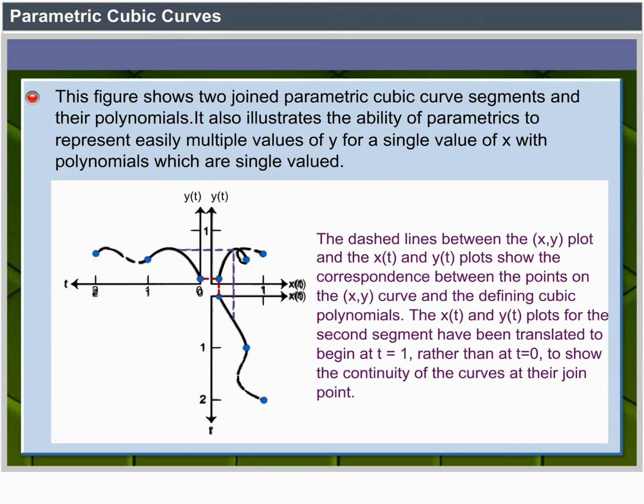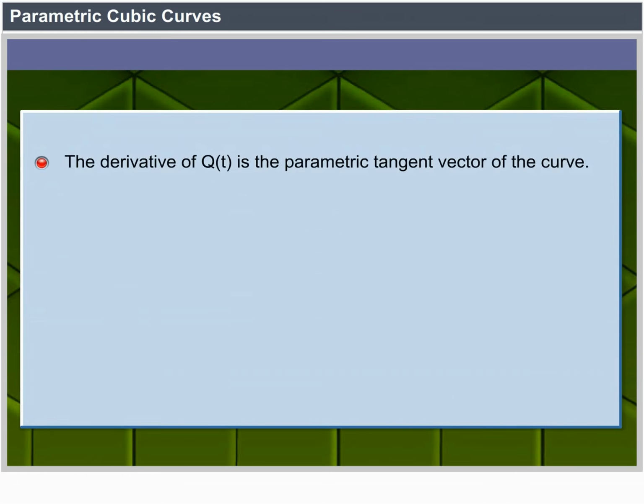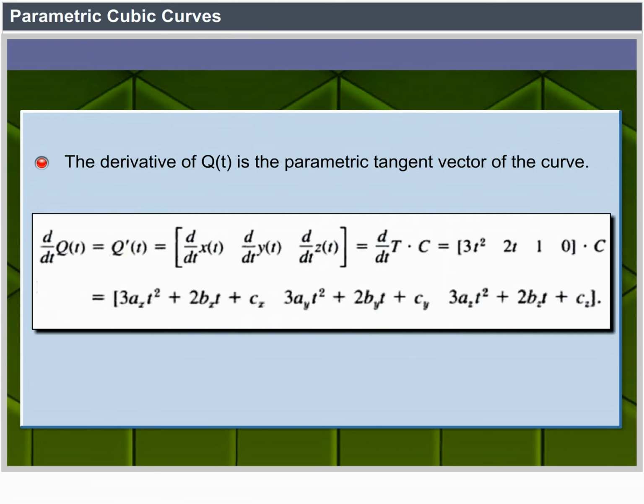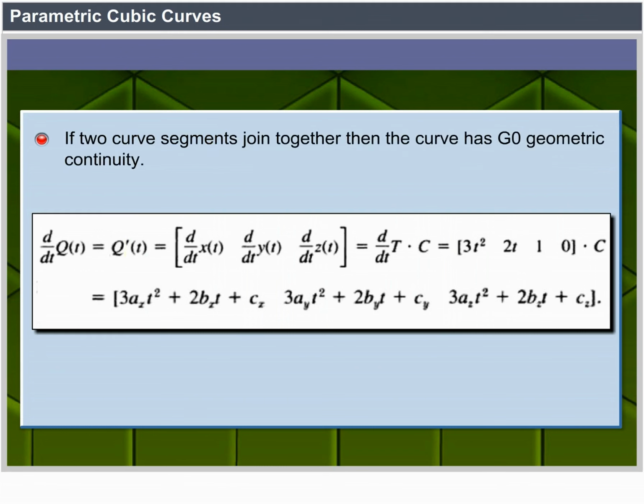The derivative of q of t is the parametric tangent vector of the curve, as shown in the equation below. If two curve segments join together, the curve has G0 geometric continuity.